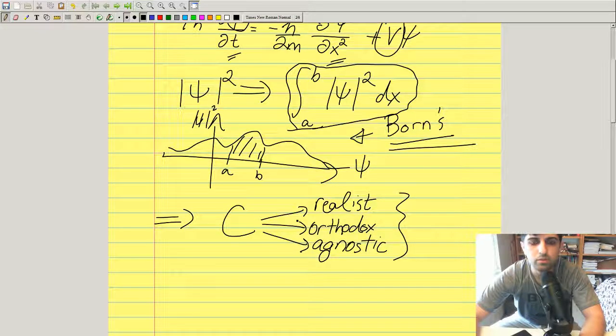And so the question was, okay, if you take a measurement and you find the particle to be at position C, what's happened before taking that measurement? And there were three schools of thought.